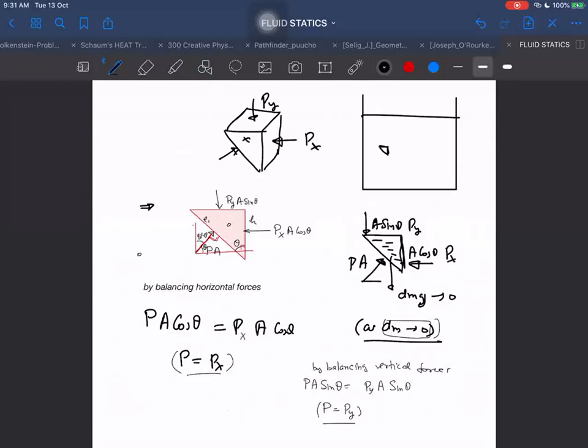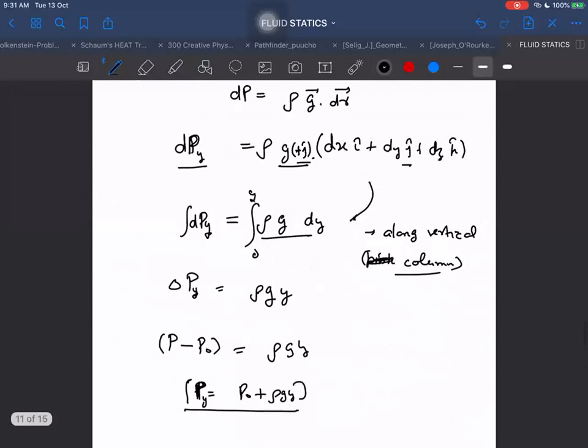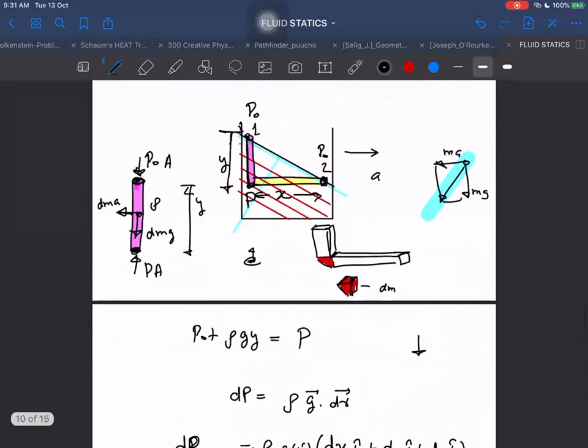I started from one example, and in that example, I wanted to teach you the free body diagram yesterday. That was my main purpose. So while I was teaching with the free body diagram, some of you may be confused. You may have been thinking that, sir, why are you not taking this pressure here, P naught into A?